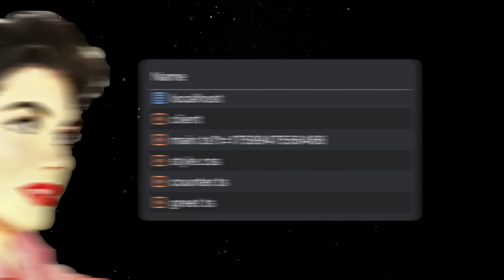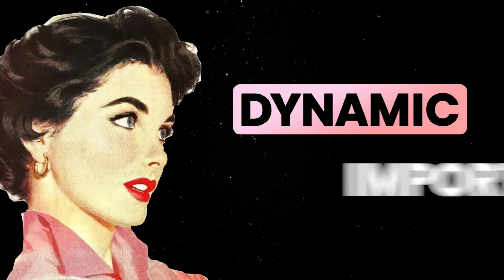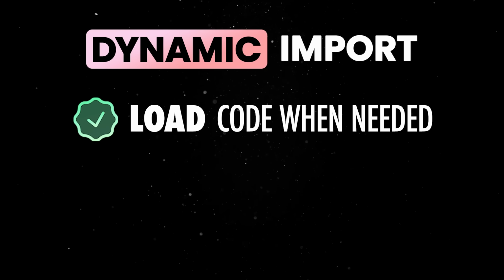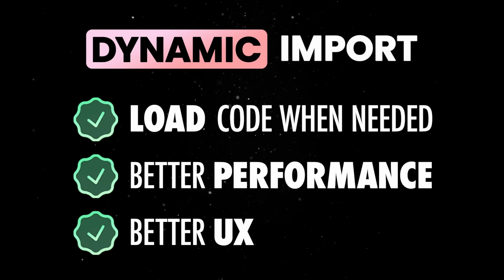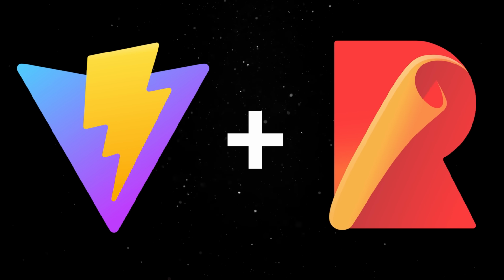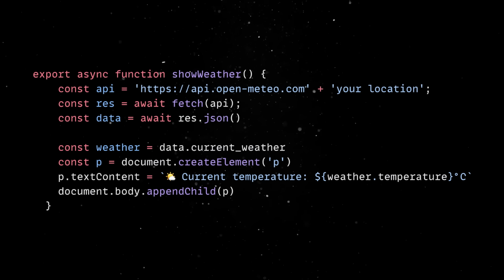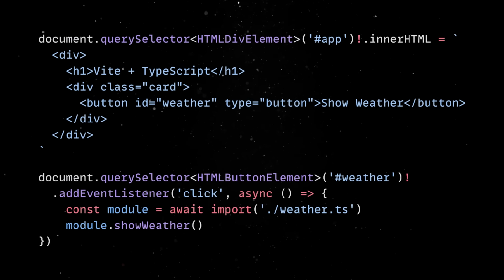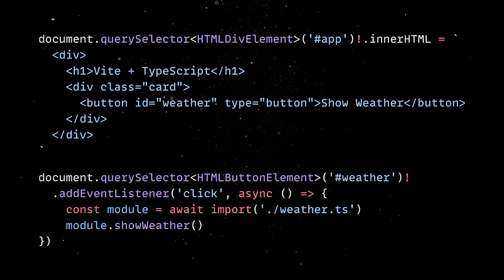But let's make things a bit more interesting by adding in a dynamic import. Dynamic imports allow you to load code only when it's actually needed, which is great for performance and user experience. In production, Vite and Rollup will detect this and automatically create a separate chunk for it. In the weather.ts file, we'll simply fetch some data from a third-party API. Then, in main.ts, we'll import this functionality only if the user explicitly clicks on the weather button.